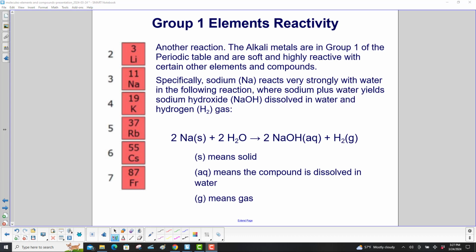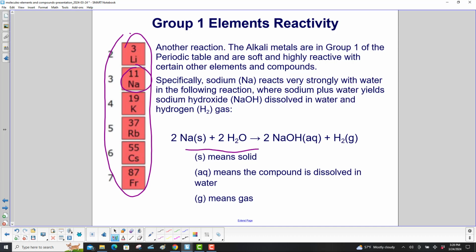Another reaction. The alkali metals are in group 1 of the periodic table and are soft and highly reactive with certain other elements and compounds. Here they are. We talked about them a while back. Specifically, sodium, with 11 protons, reacts very strongly with water in the following reaction, where sodium plus water yields sodium hydroxide dissolved in water and hydrogen gas.